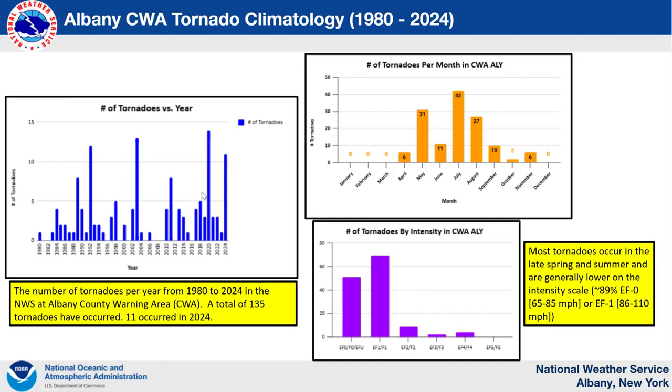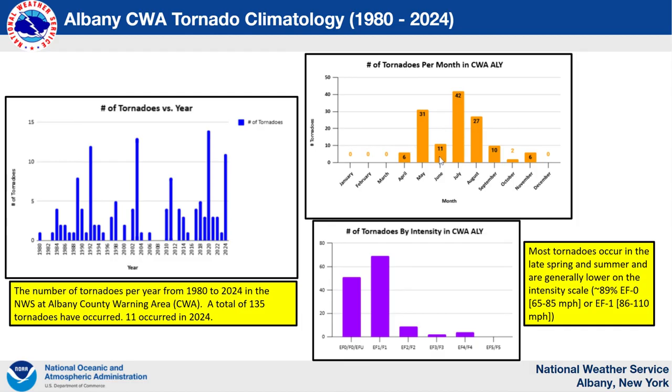You can see that we've had major years like 2020 where we had the most, 14. But some years we don't even have any. So we average about 3 a year when looking at a climatology from 1980 to 2024, and that's about 45 years. What month do they occur? Well, in this 45-year climatology, the majority occur in the late spring into the summer, with July being the most, May the second most, and August the third most. They can occur in the fall and in early spring, but generally it's the late spring into the summer.